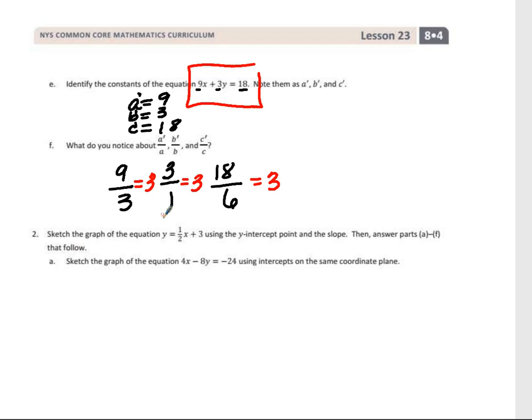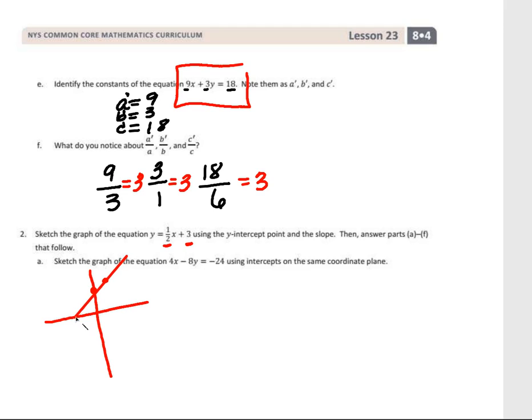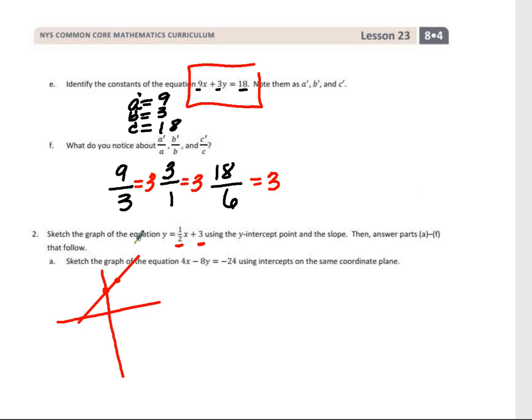Let's look at number 2. Sketch the graph of this using the y-intercept and the slope. Well, this is what it's called, right? Slope-intercept. So as you would graph it, again, you're on your graph paper. You're going to plot 0, 3, and then your slope is up 1 over 2, and draw your line. And then we're going to go on to letter A.